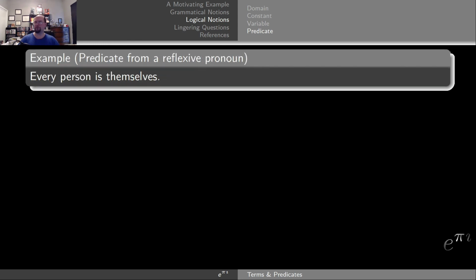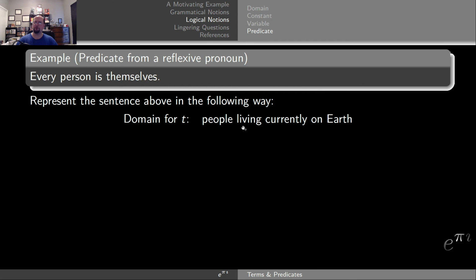I can also build a predicate from a reflexive pronoun just as much. So let's consider the sentence, every person is themselves. I want to represent the sentence in the following way. The common noun person I'll represent with a lowercase t. The domain for t will be all persons who are currently living on Earth, so the domain for t is people living currently on Earth.